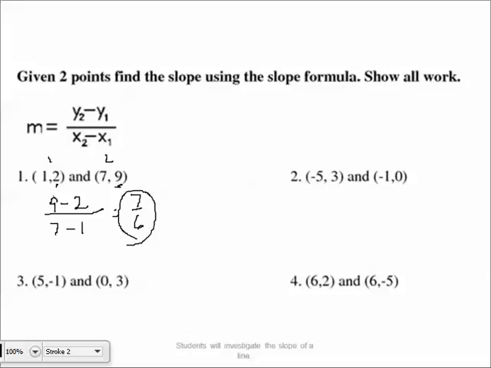Now, just because I said I was going to do it both ways, what if this was 2 and this one was 1? Would it make a difference?